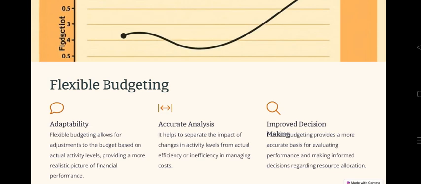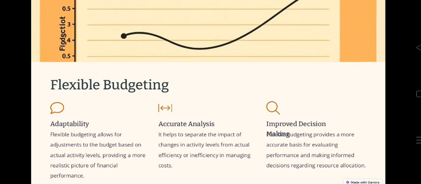Next one, accurate analysis. So it helps to separate the impact of changes in activity levels from actual efficiency or inefficiency in managing costs. So accurate analysis is done to check the deviations in the budgetary control or in the budgetary plannings.